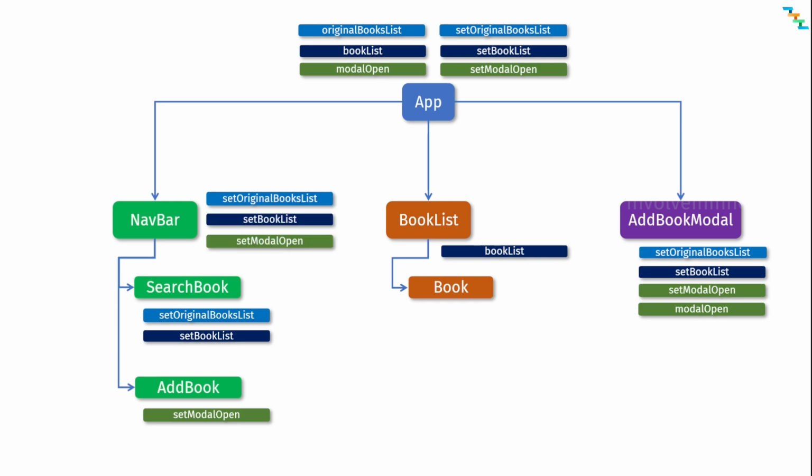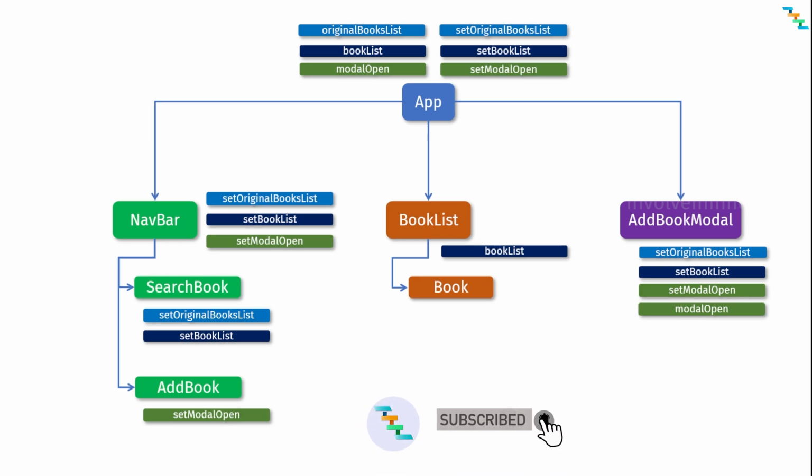And then you need setModalOpen in the AddBook, and then you need BookList in the BookList component, and you need setOriginalBookList, setBookList, and setModalOpen and modalOpen in the AddBookModal component. Now, even though we don't require anything in the navbar, we need to pass in everything to this navbar. Since the navbar is hosting both SearchBook and AddBook, these three dependencies which are required by this child component for this navbar need these three, so we need to pass them in.